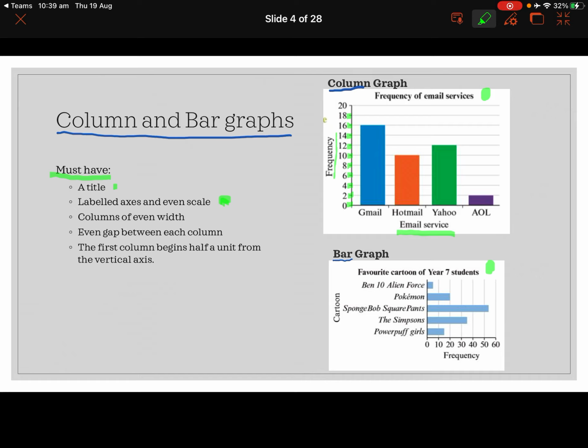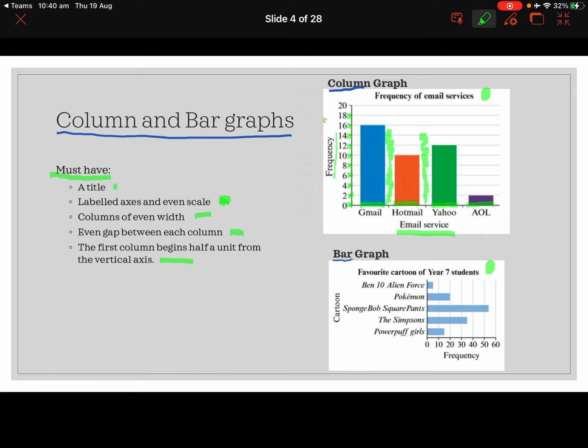Then you need columns of even width. See this one, all of these columns here have the same width. That's really important. Even gap between each column. Very important for column and bar graphs that there's a gap. The gap is here. Don't make them touch, because there is a reason for that when we get into other graphs.